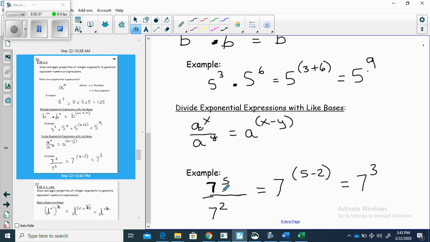An example would be 7 to the 5th power divided by 7 to the 2nd power. That would give you 7 to the 5 minus 2 power. 5 minus 2 is 3, so this is 7 to the 3rd power. 7 to the 3rd power is 7 times 7 times 7.